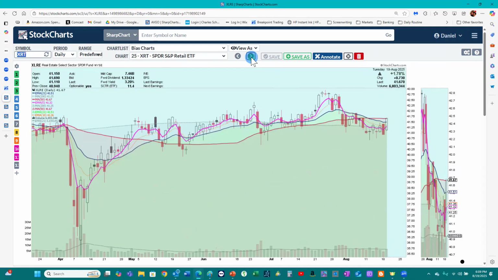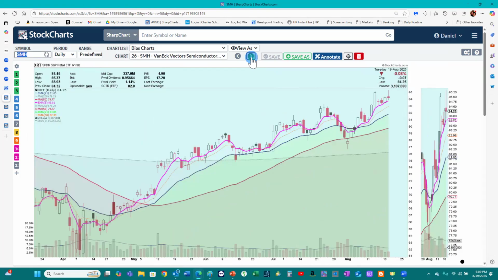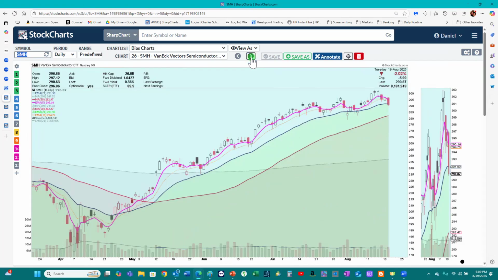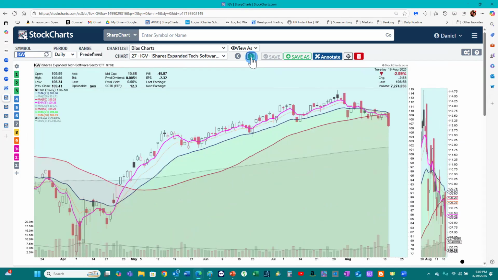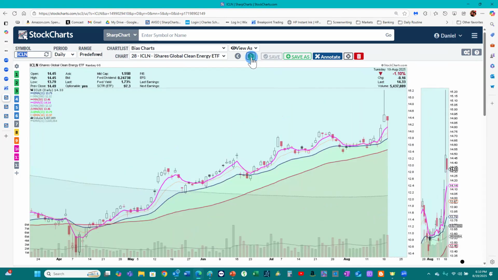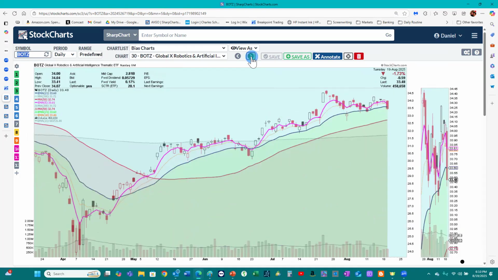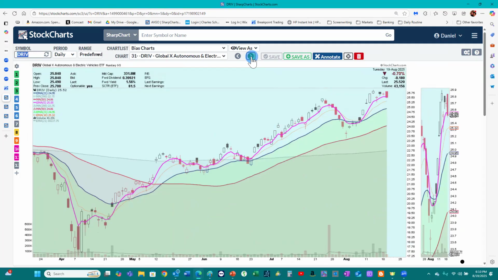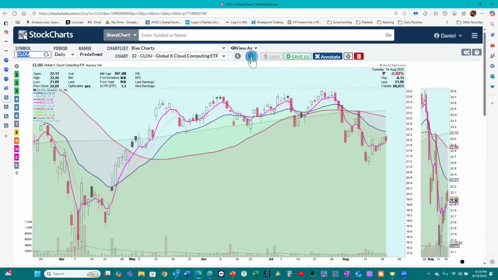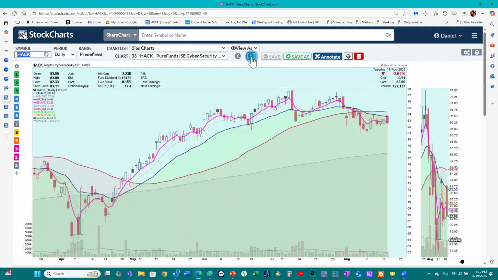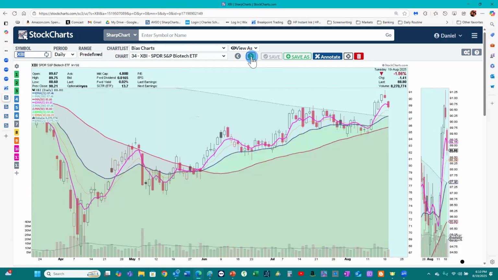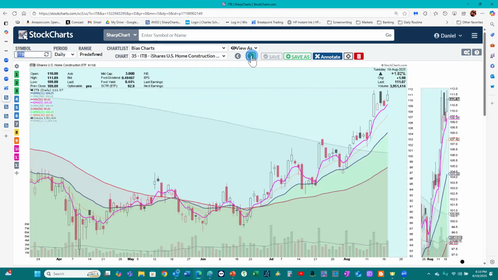So that's what they look like. And this gives me a sense every day of what the whole market looks like. There's semiconductors heading down. Here's software, definitely big red candle today in software. Here's clean energy. Here's artificial intelligence heading down. Here's robotics. Here's autonomous vehicles, cloud computing, cybersecurity, biotech. Notice all the big red candles.